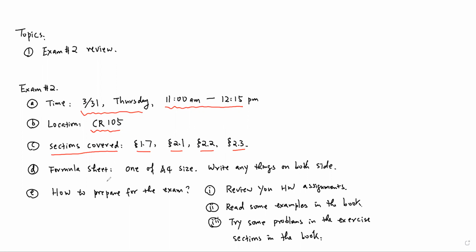Just like exam 1, you can have one formula sheet, A4 size. By A4 size, I mean about 8 inches by 11 inches. You can write anything on both sides of the formula sheet. And also you can have a basic calculator.